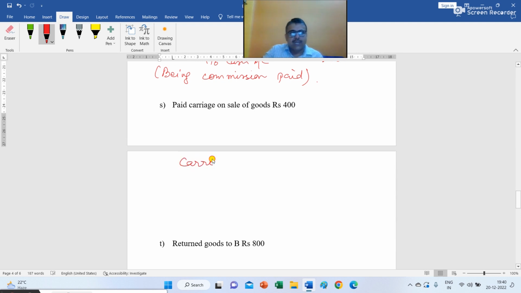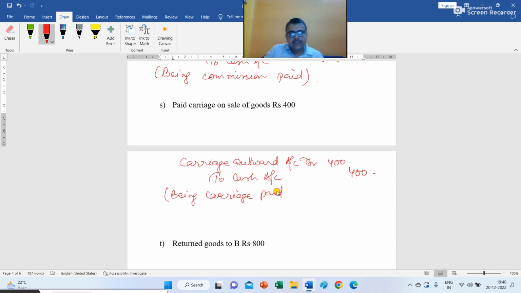So I have to debit carriage outward account, debit for rupees 400 to cash account 400. And your narration is being carriage paid on sale.